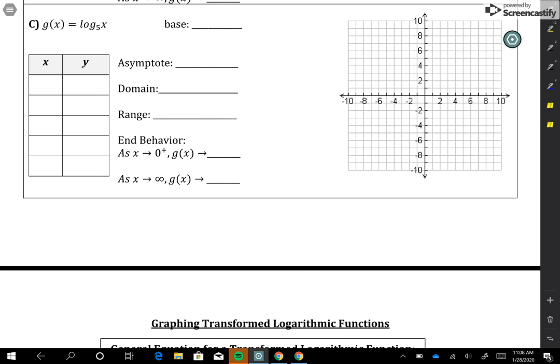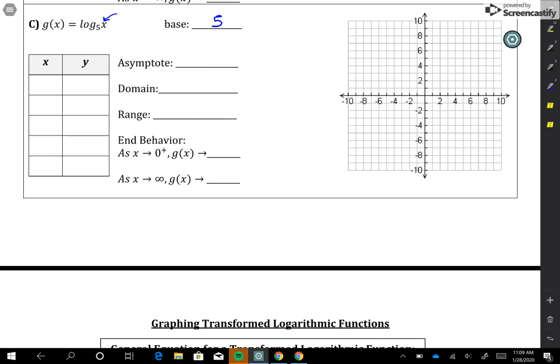So we're going to graph this function here in letter C, g of x equals the log base 5 of x. So our base is 5. The reason we need to identify our base is that it helps us think about what kind of values we're going to put into our function here. We want these numbers to be powers of 5.